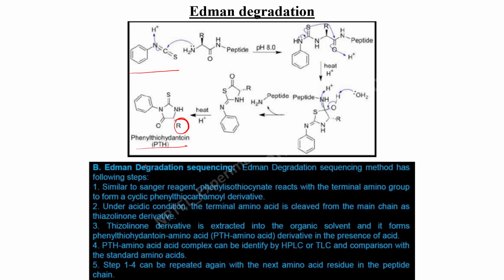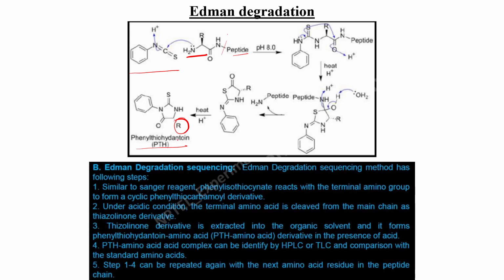And the same way we were doing in Sanger sequencing, we can have a standard here for all 20 amino acids, and based on that we can determine what is the first amino acid of this peptide. Then once this amino acid is cleaved off, this peptide can be used for the next cycle of reaction with the phenyl isothiocyanate, and the second amino acid can be determined, then the third, then the fourth, and similarly the whole peptide can be sequenced using phenyl isothiocyanate by making the phenyl thiohydantoin derivative for each amino acid.